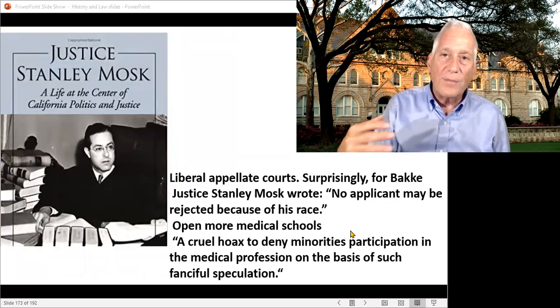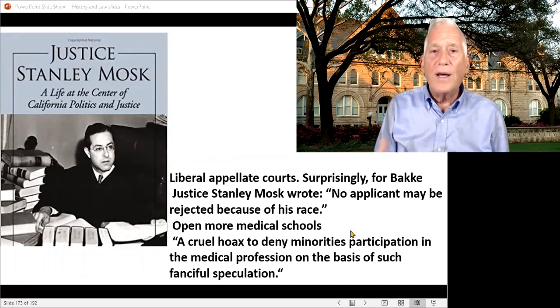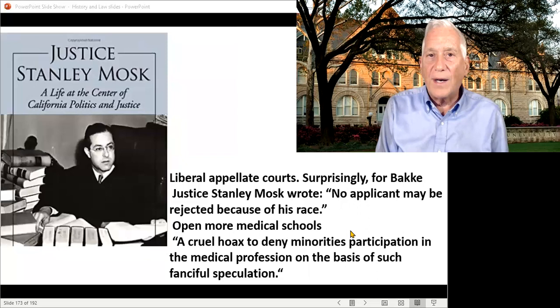So it becomes complicated what you mean when you say that affirmative action has to be race neutral. It goes up through the California courts. Surprisingly, a very liberal justice at the state level writes in favor of Bakke, rules in favor of Bakke, and says no applicant may be rejected because of his race, and that Bakke got rejected because he was white. Had he been black, same scores, same everything else, he would have gotten in.